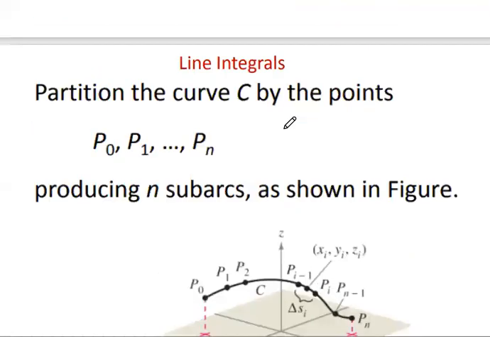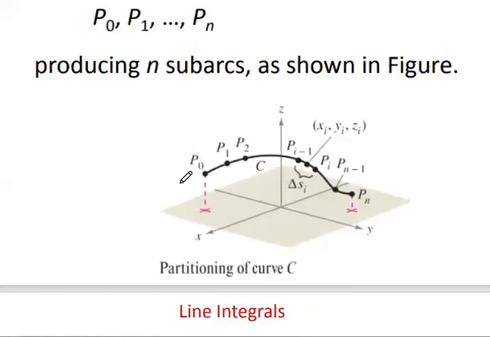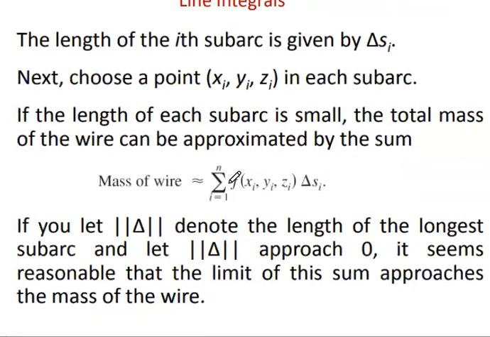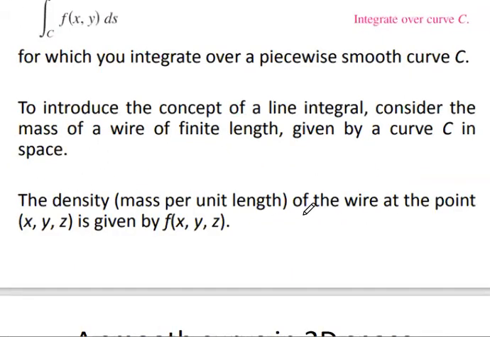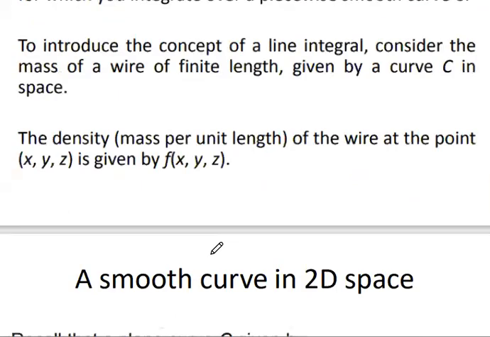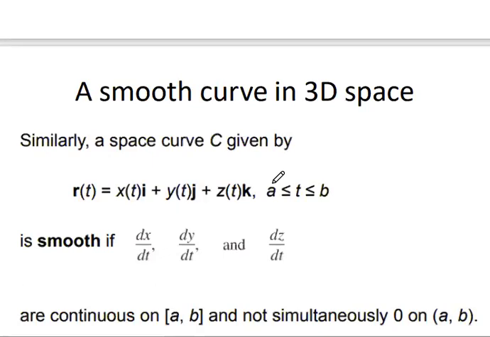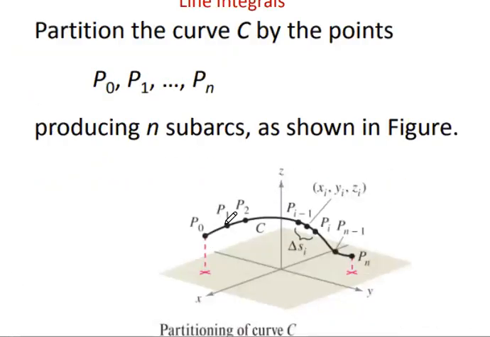And let's assume this is a wire in three-dimensional space, and let's assume you know the mass per unit length of this wire at any point. You know the function. That means you know the density of the wire. It is given by f of x, y, and z. So you know the mass per unit length.